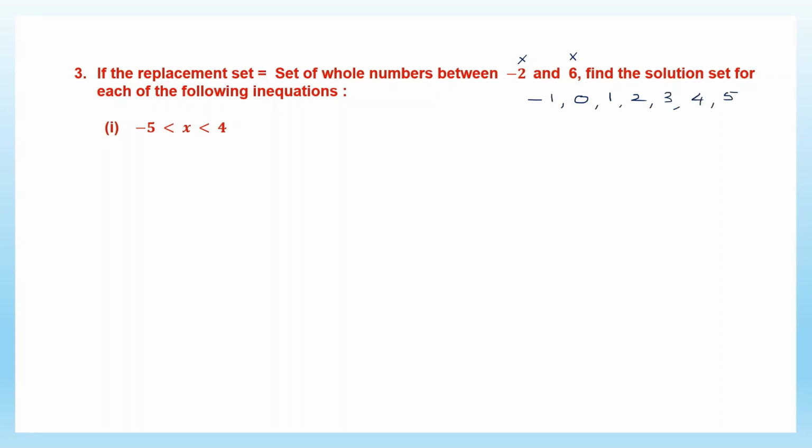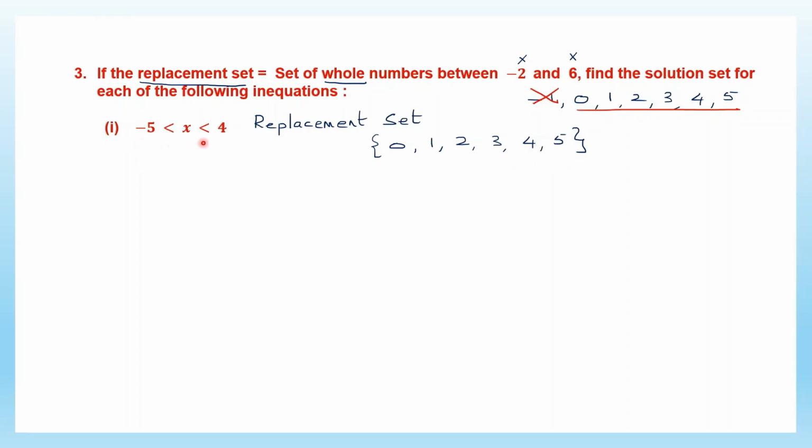But here it says the replacement set is a set of whole numbers. So what are all the whole numbers that you can see? We can only see numbers 0, 1, 2, 3, 4 and 5. Minus 1 is not a whole number. So our replacement set will only have numbers from 0 to 5. So we need to write our replacement set first. So we have our replacement set here. The set has elements from 0 to 5.